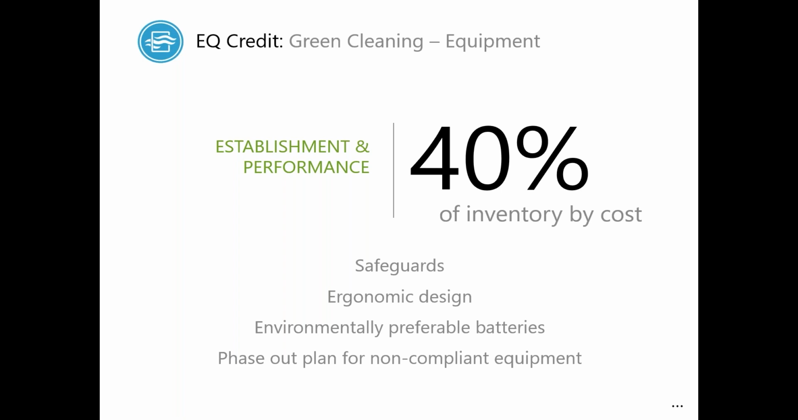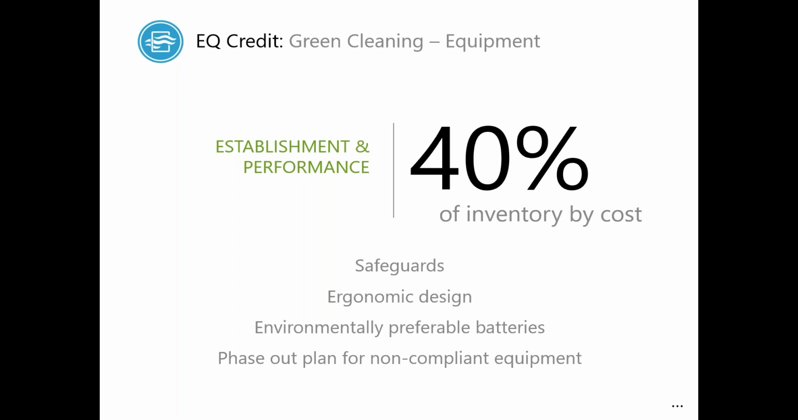So we need to meet these standards here. We'll talk about what some of those standards are, but in general, the equipment needs to have some sort of safeguard, so safety measures, pieces of safety equipment on the actual equipment. It's got to have an ergonomic design, so something that's easy for its users to operate. Ideally, it will have environmentally preferable batteries. Typically, those are going to be gel batteries.